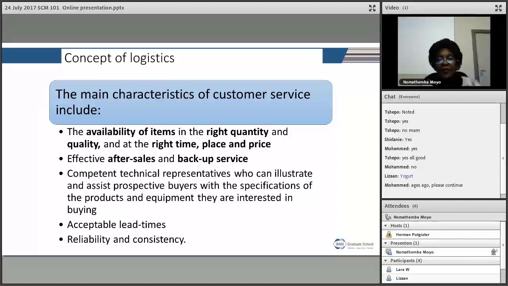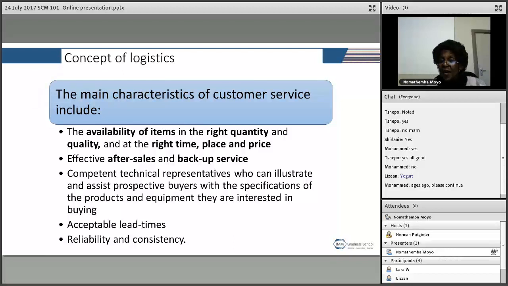So the main characteristics of customer service: how do we know that the customer service is good? Availability of items in the right quantity and quality, and at the right time and place and price. That's what we call customer service. That's a characteristic of customer service. After service, sales and backup service. When whatever you've bought breaks, does it have backup service? Will they come and help you? Can you go and buy the components to service your broken product?